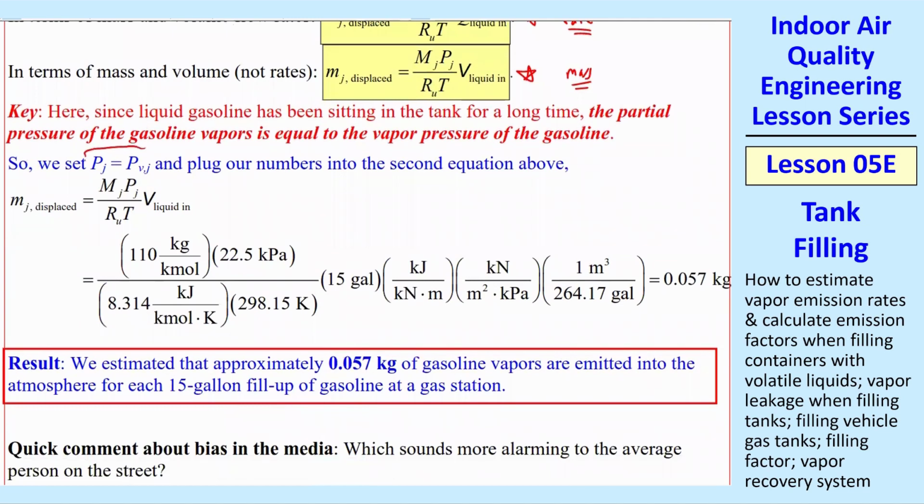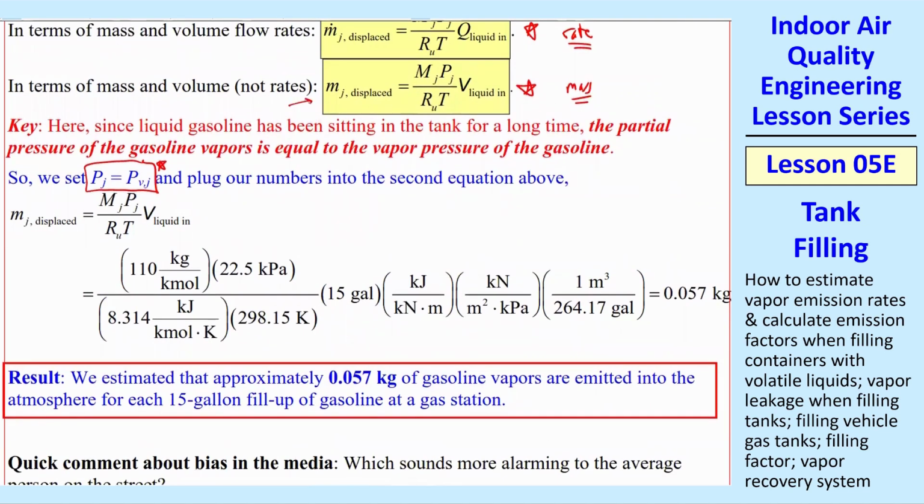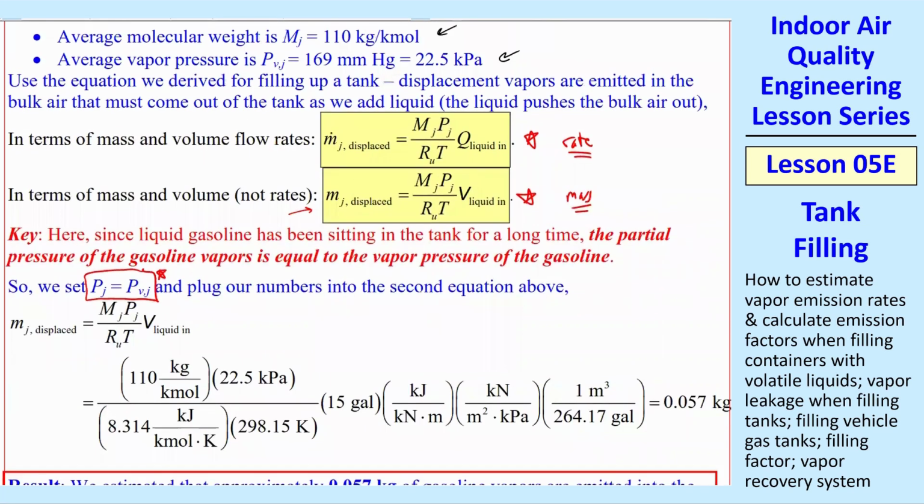The key then is to set PJ equal to PVJ, and then we'll plug into this one since we're worried about total mass. We don't care how fast we fill the tank. We just want to know how much mass has gone out in the atmosphere. And I did all this for you. This is the vapor pressure, the 22.5 kPa. That's my PVJ that I have up there.